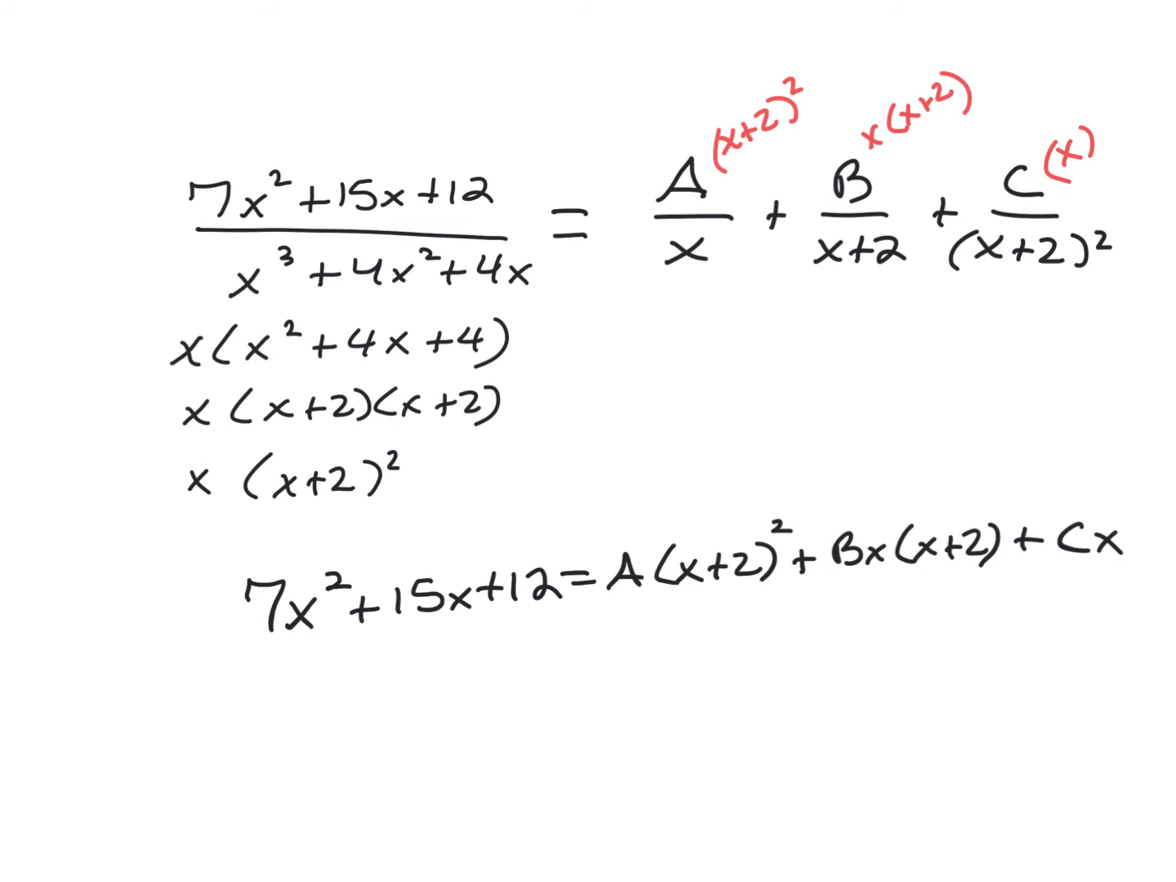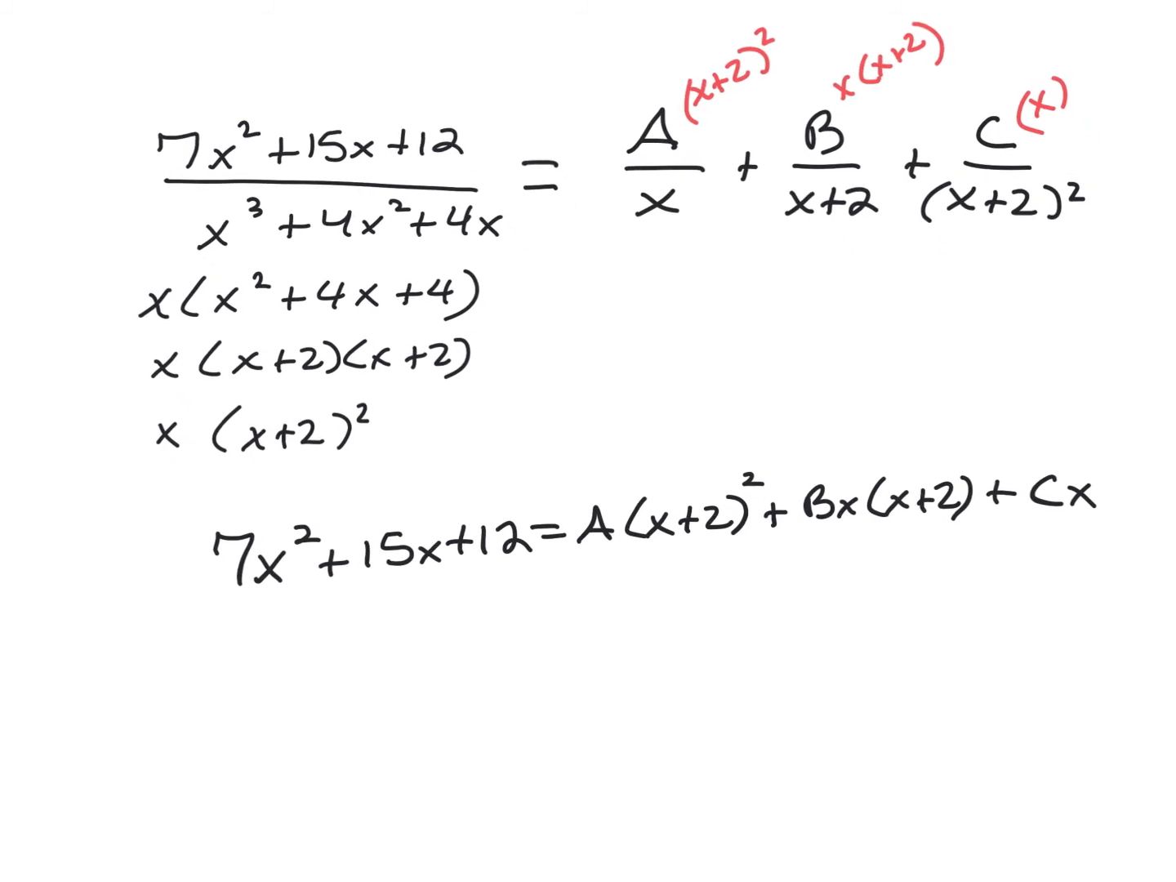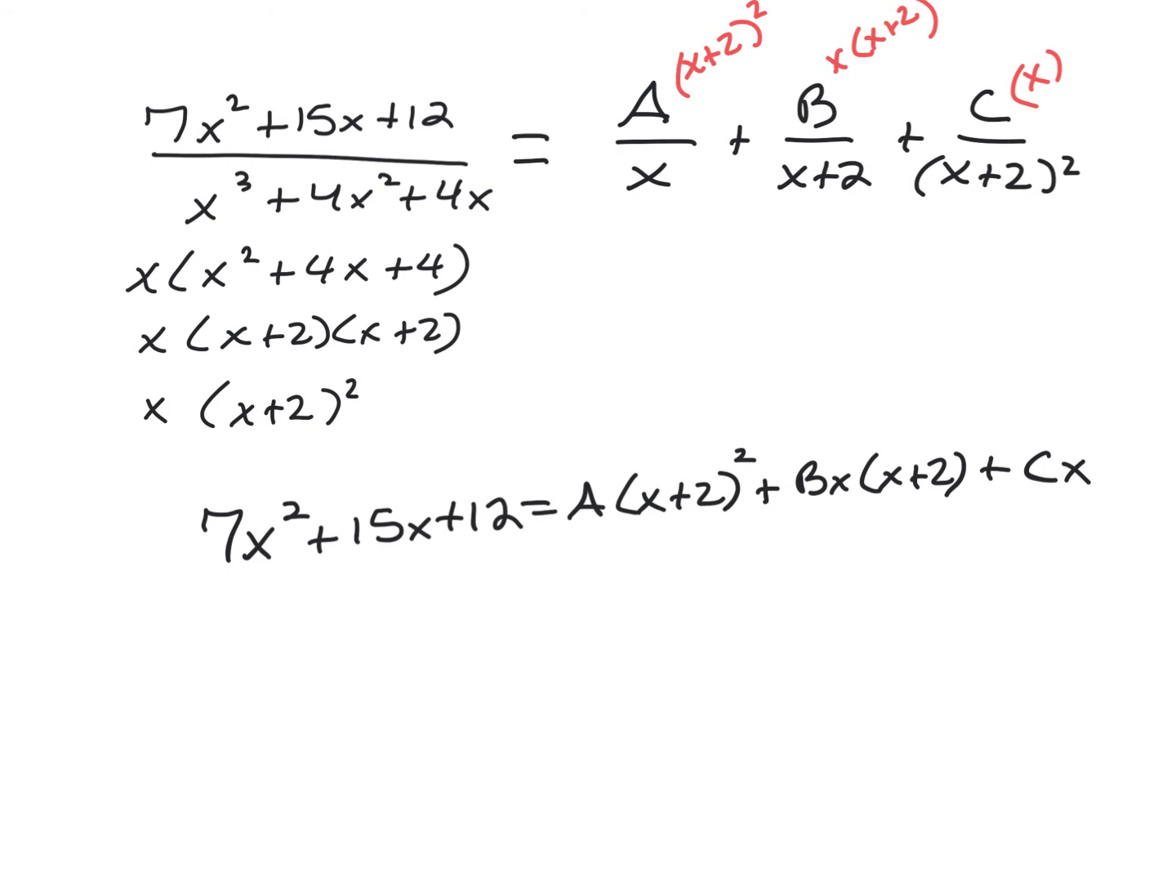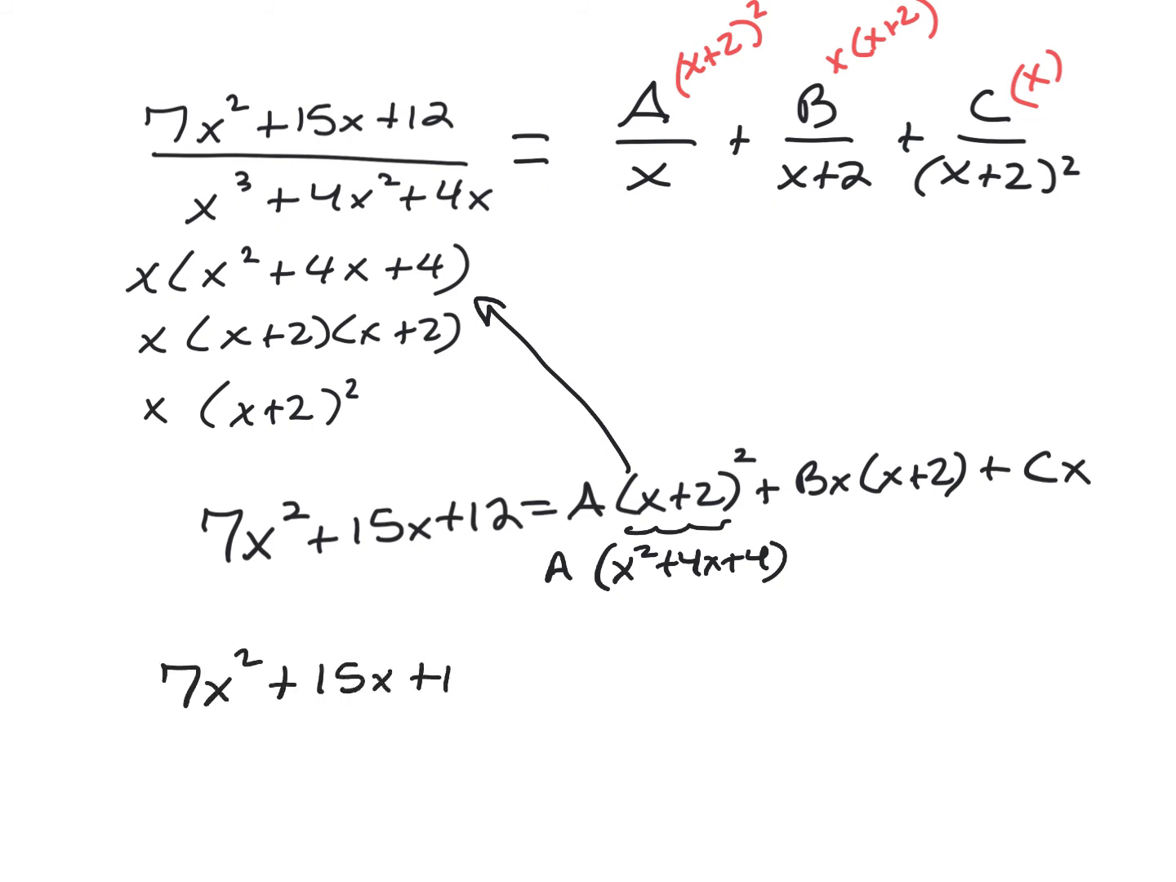Again, I'm going to just distribute. It seems to be the easiest way when it's a repeated factor. Remember, I can't just distribute the a. I have to FOIL this binomial first. And again, it turns into x squared plus 4x plus 4. This is what I'm going to distribute the a to. 7x squared plus 15x plus 12 equals ax squared plus 4ax plus 4a.